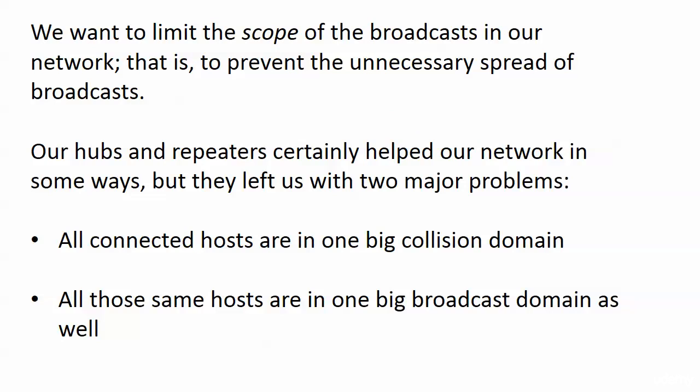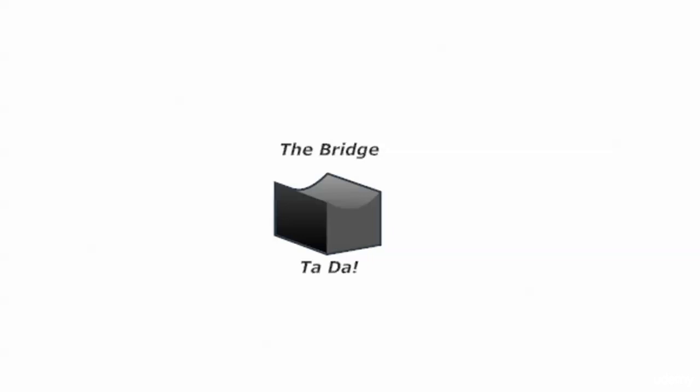So again, our hubs and repeaters helped us out in some ways. They helped us out with the attenuation issue, but they leave us with two major problems. You end up with one big collision domain, and you end up with one big broadcast domain. Then came the bridge. Ta-da! And we will talk about the bridge at the beginning of the very next video.